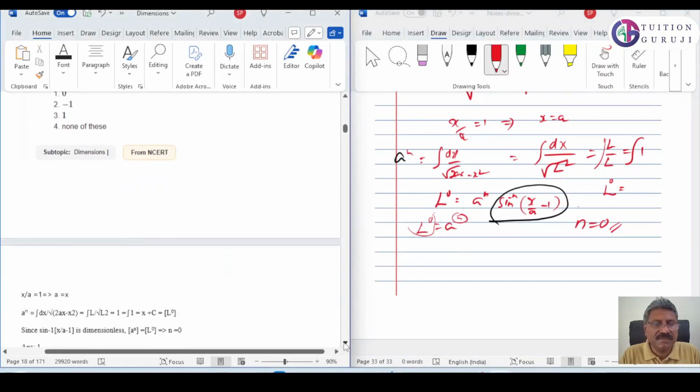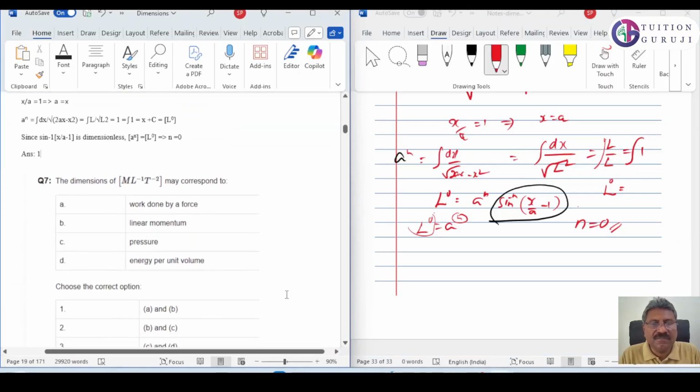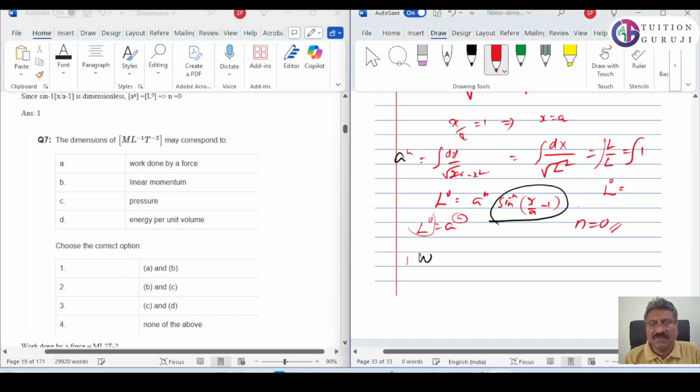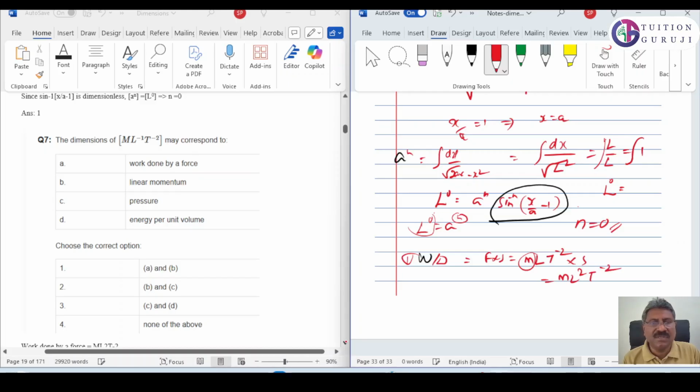Okay. Next one. The dimension of M L to the minus 1 T raised to minus 2 may correspond to. What are the things given here? First one is work done. Work done is force into distance, and force is mass into acceleration. Mass is M, acceleration is distance by time square, L T raised to minus 2. That means M L square T raised to minus 2.